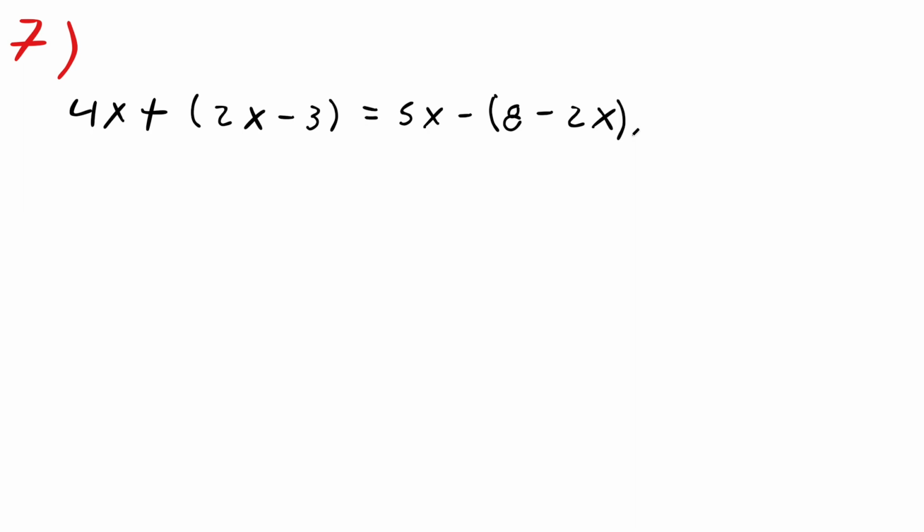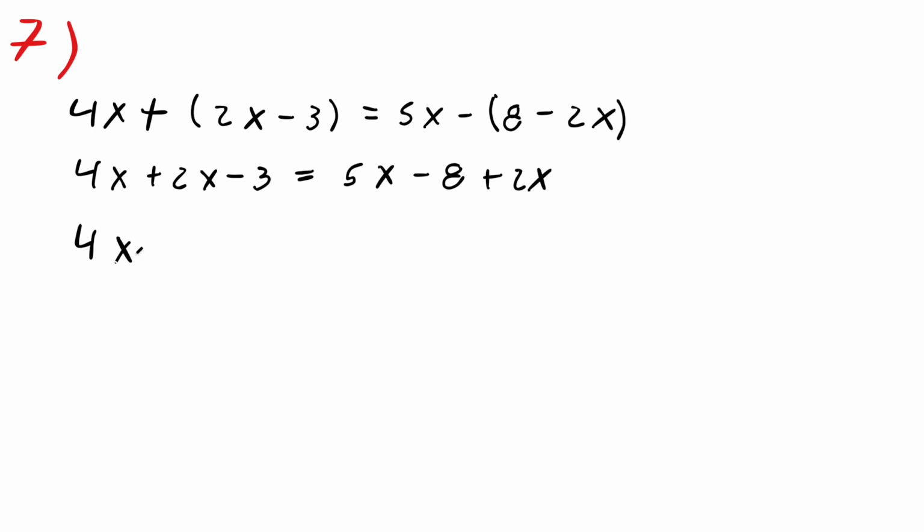First of all, distributive property. 4x plus 2x minus 3 is equal to 5x minus 8 plus 2x. Then common terms. So 4x plus 2x. The 5x of the other side passes to subtract. The 2x, the same story, minus 2x, and so it will be equal to minus 8, and then the minus 3 from the other side passes to add. So minus 8 plus 3.